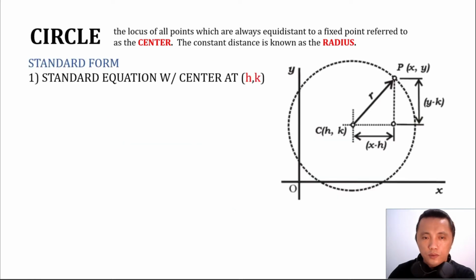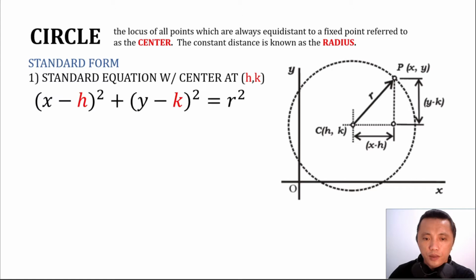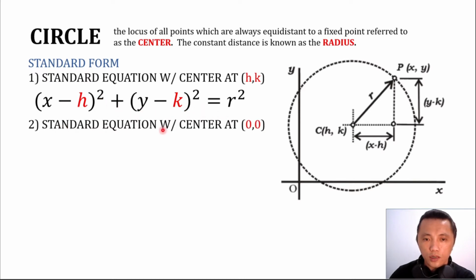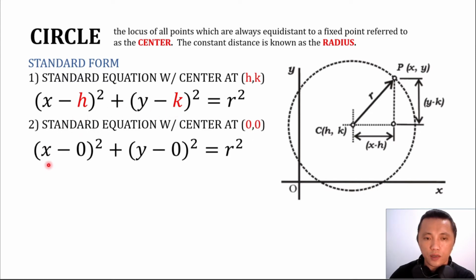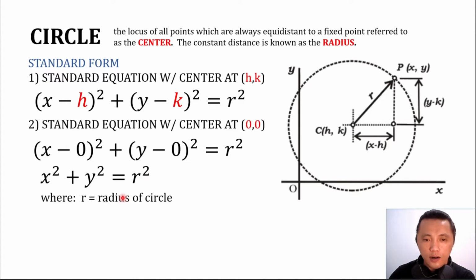For a circle, the standard form, with center at (h, k), is x minus h squared plus y minus k squared equals r squared. For the standard equation with center at (0, 0), just replace h and k with 0. So you have x minus 0 squared plus y minus 0 squared equals r squared, so x squared plus y squared is equal to r squared. Normally you just memorize this one and insert minus h and minus k, and if it's at (0, 0), just remove h and k. Either of the two. And r here is the radius of the circle.